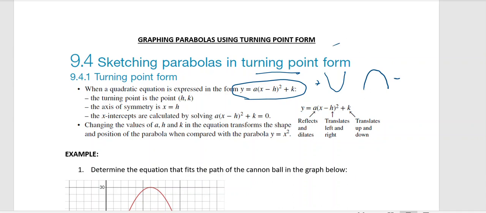The closer a gets to 0, the wider it goes, and the further away it gets from 0, the narrower it goes. Now, h is the horizontal translation, how far it goes left and right from the origin. If you've just got a normal parabola y equals x squared, that will be set at the origin at 0, 0. So the h value translates it left or right, and the k value translates up and down. Essentially, the turning point of the parabola is that point h, k.